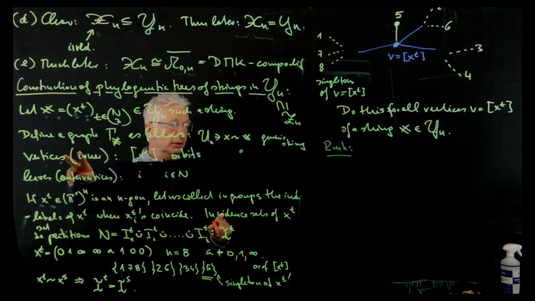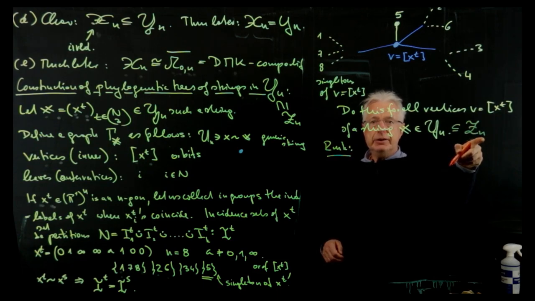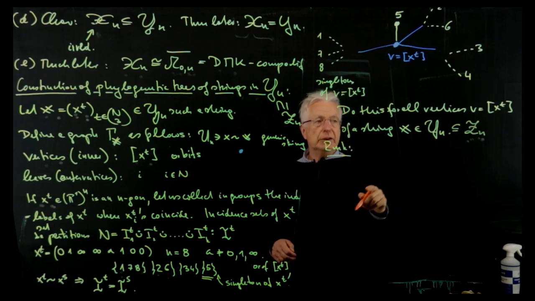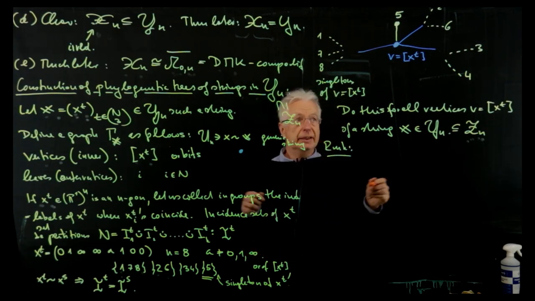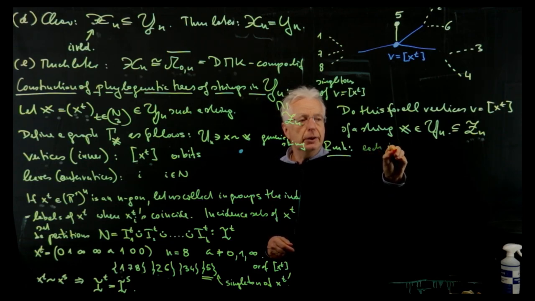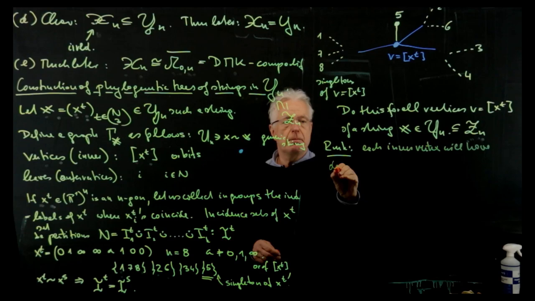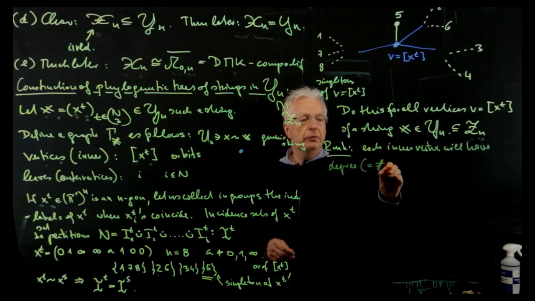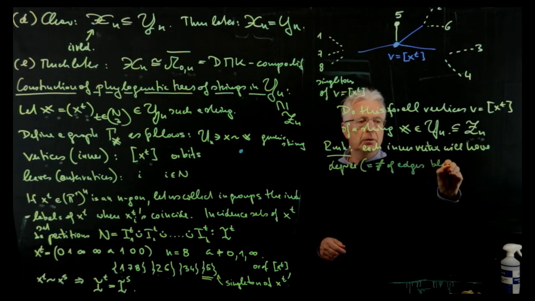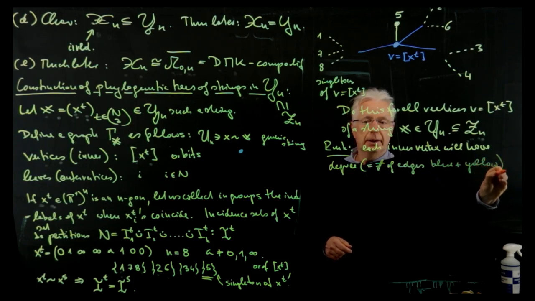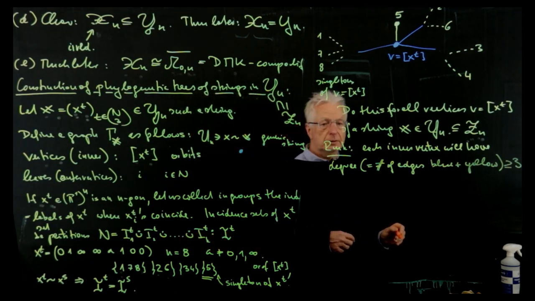So as we are in Zn, here we are inside this Zn, I already said that each n-gon will have at least three different entries. Okay, so as it has three different entries, each vertex will have at least three edges emanating from it. So each inner vertex will have degree, and the degree is the number of edges, and I count the blue and the yellow edges here, yeah? Blue plus yellow, at least 3. And that's part of the definition of a phylogenetic tree. Okay.